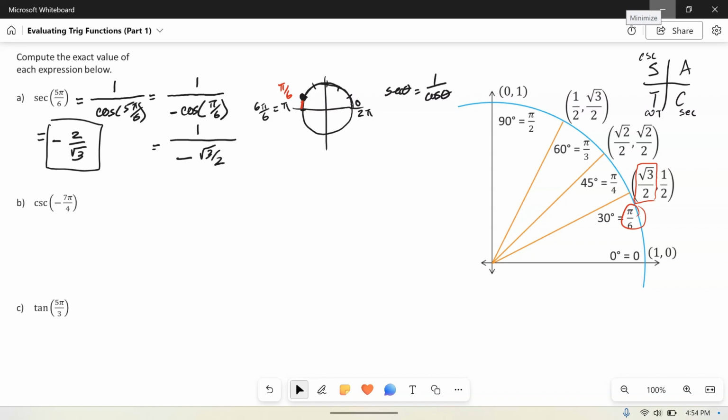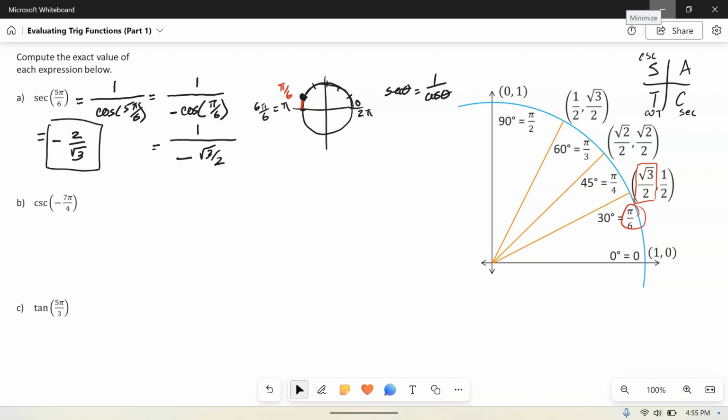Okay, so let's try the second one. This time we want to do the cosecant of negative 7 pi over 4. Okay, so the things we need to think about here: where is negative 7 pi over 4 located? What's its reference angle? Which of the main trig functions, or which of the two, is cosecant connected to, sine or cosine? And then what is the sign, positive or negative, in the quadrant that we're in? So those are the pieces that we need to pull together here.